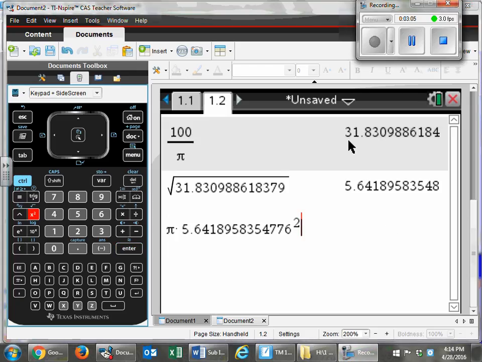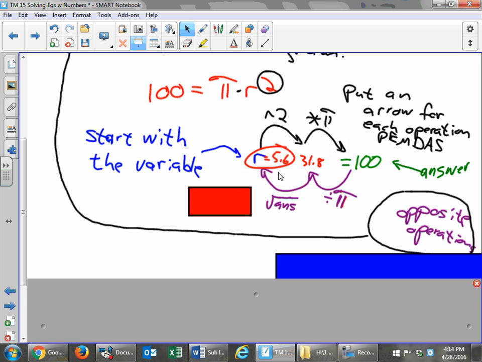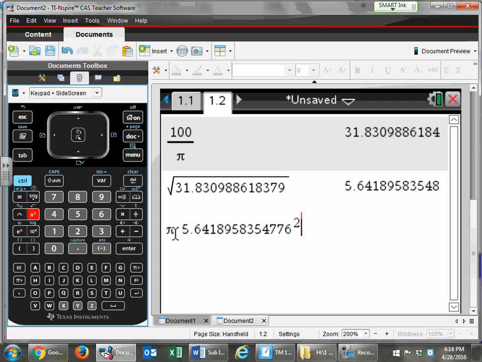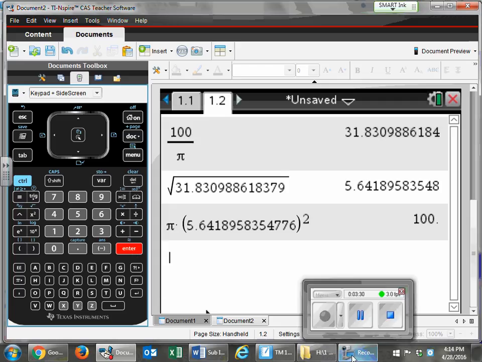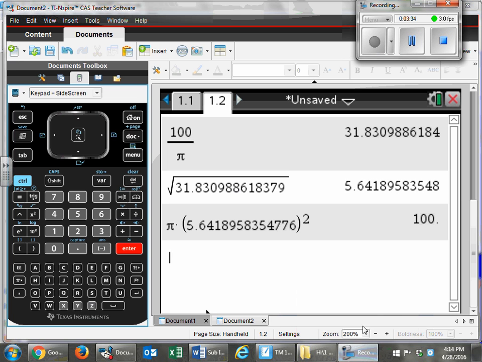And you should always know if you got one of these questions right. So all I would have to do is take that 5.6, plug it back into the equation. Because we said if we start with the right number, 5.6, square it and multiply by pi, I should get 100 for an answer. So if I go back over here, start with pi times 5.6 squared, drum roll please, I got 100 for an answer. So that means 5.641 and so on is the correct answer there.